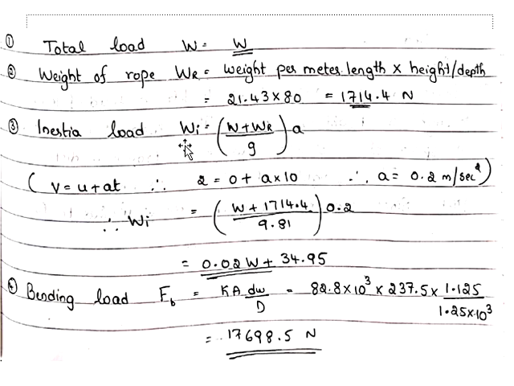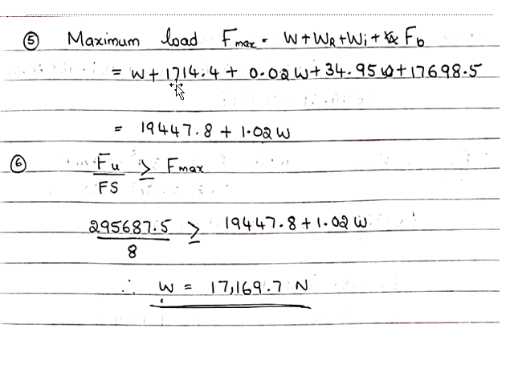Step number 3, calculate WI. I said you have to use the equation V is equal to U plus at since final velocity and time are given. Calculate area and substitute. Simplify this. You will get WI as 0.02 W plus 34.95. Step number 4, calculate FB. All the values are known here. Step number 5, calculate maximum load or maximum force. You have to add load values from step number 1, 2, 3 and 4.